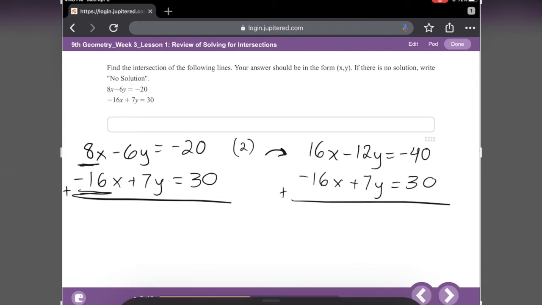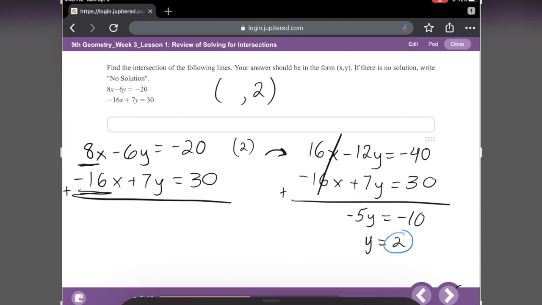Okay, now we can add them together. These are going to cancel. Let's see, then what's negative 12y plus 7y? It's going to be negative 5y, and that's going to be equal to negative 10. Okay, if you divide both sides by negative 5, you're going to get y is equal to positive 2. Okay, so let me start to write out my answer. Something comma 2.